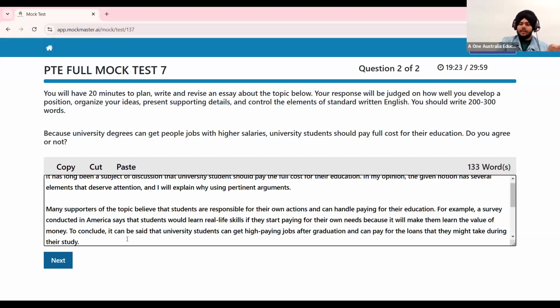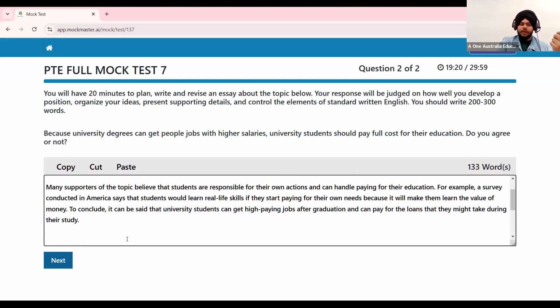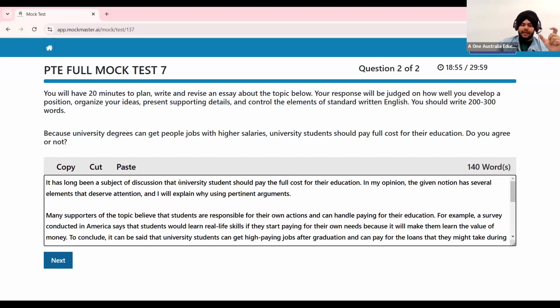Okay, so that is my body 1. Again, guys, keep the sentences simple. Now I'm not using our template, I'm just putting some random sentences here. Okay, now the opponent part, the opposite part. So I can say many opponents of the topic argue that. Now, whatever is my topic sentence, university students should pay, I'll put it in a negative way.